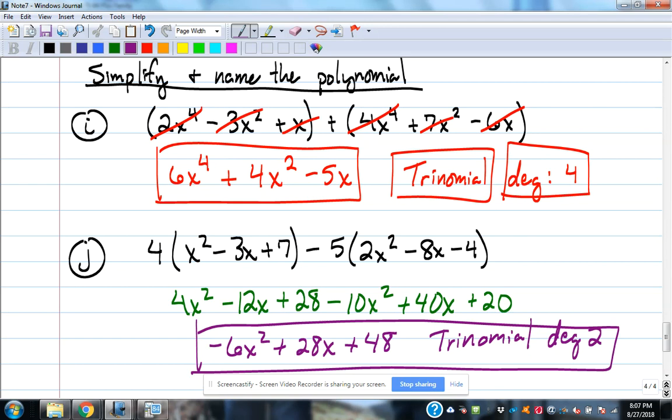Getting close to the end, folks. All right. Okay. Last section.